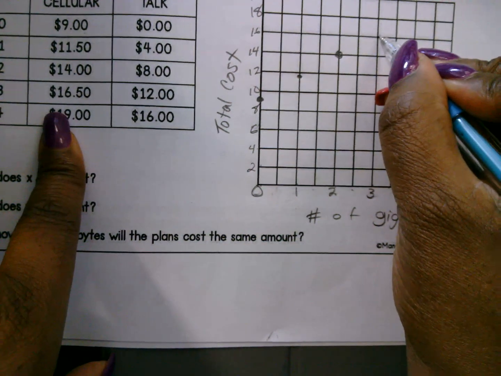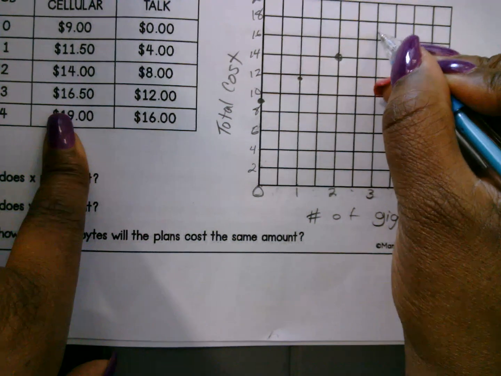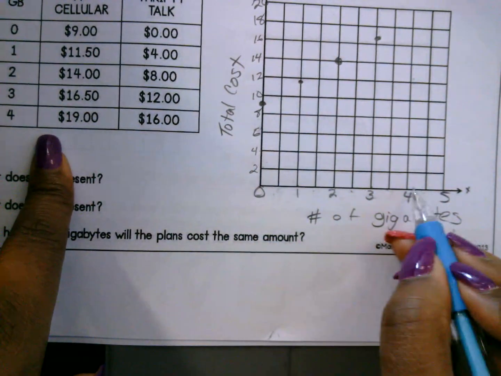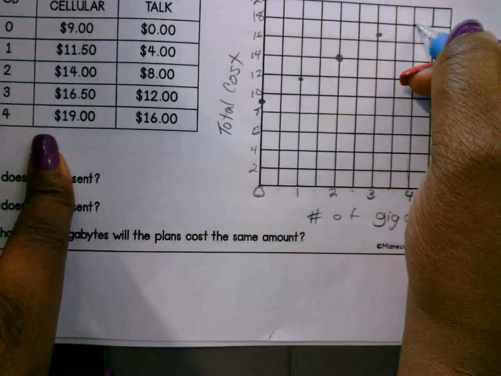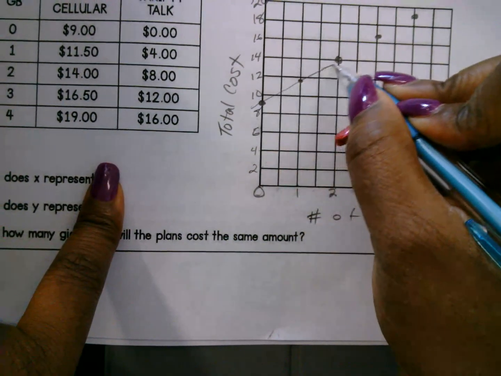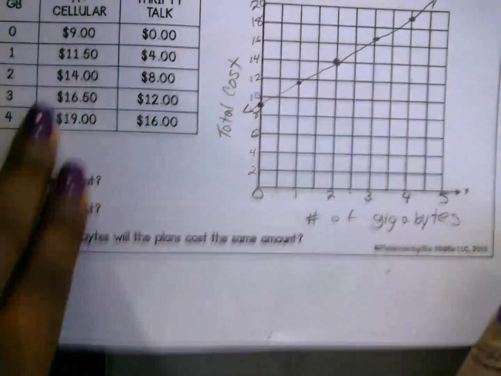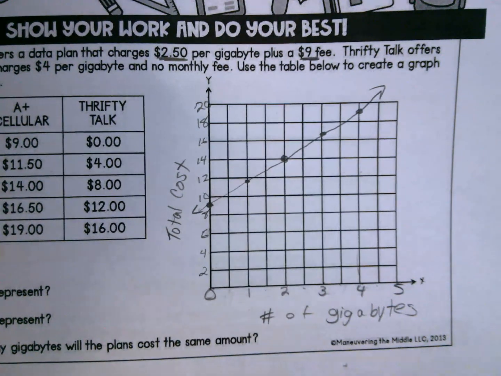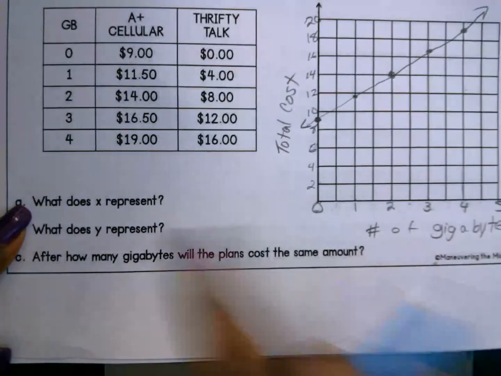This is 16. 17 is in the middle. So between the middle and the beginning is right in here somewhere. And then 4 and 19. So go over to 4 and up to, this is 19, directly in the middle. So it should be a straight line because it's going up by 2.50 every single time. So the line should be a perfect straight line. Okay, and then I'm going to let you graph the Thrifty Talk on your own. What does the X represent?